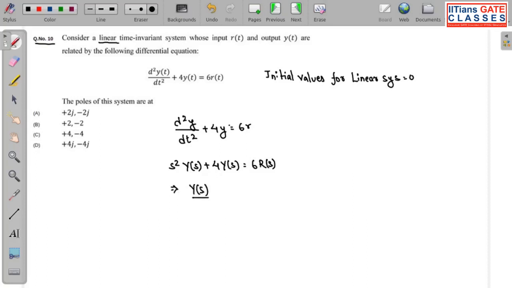Now what is Y(s) by R(s)? Y(s) by R(s) is equal to 6 by s square plus 4. Now we know what a pole is. Poles are basically the roots of the denominator of the transfer function. So this is my transfer function. What will be the roots of this characteristic equation? It will be s equal to plus minus 2j. So your option A is correct. The answer to this question is option A.